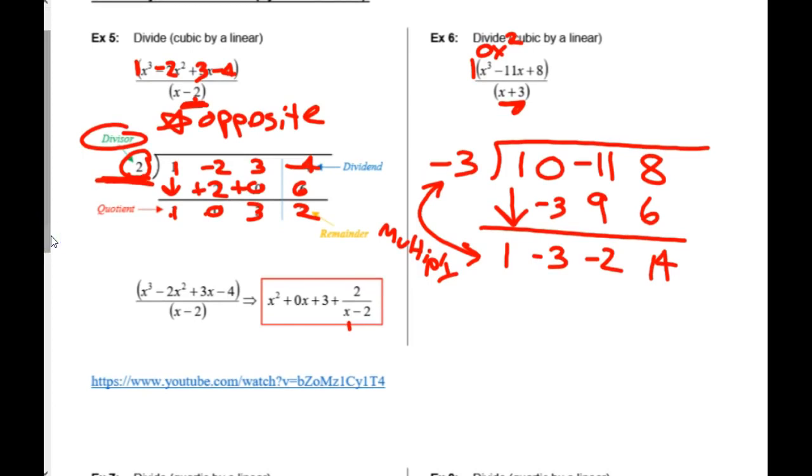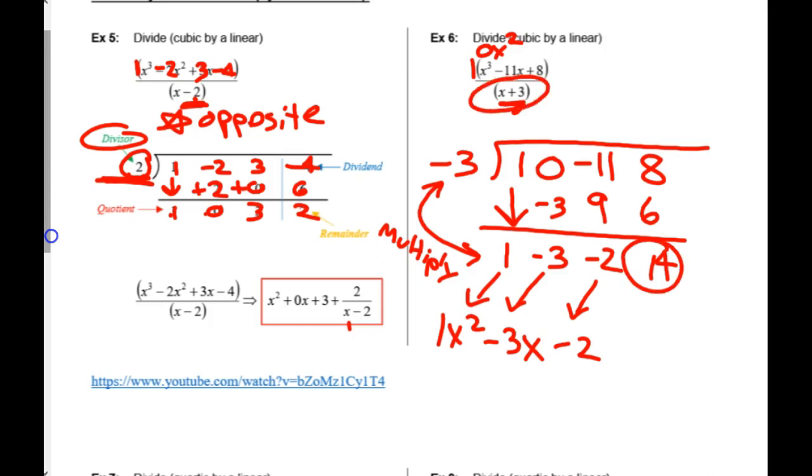So check it out. When I was dividing this, I started with x cubed, right? These answers start with x squared. 1 down, okay? So now this is going to be 1x squared minus 3x minus 2. And 14 is going to be my remainder. This over this. So plus 14 over x plus 3.